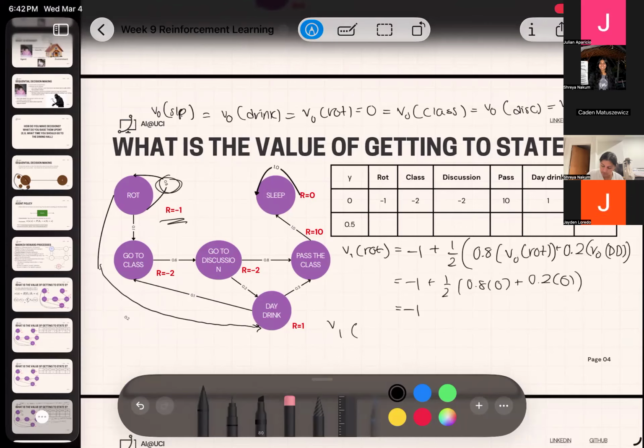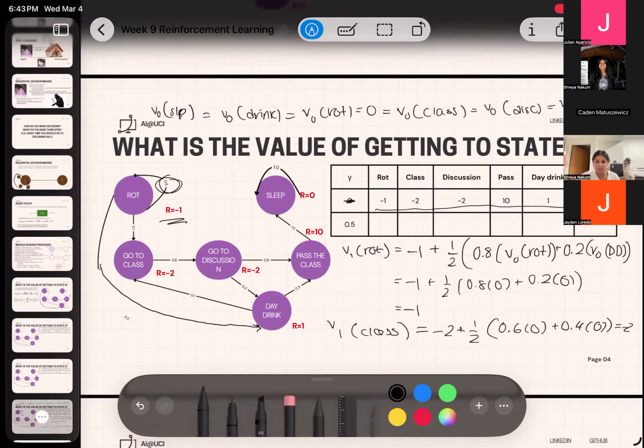So now next one is class. And so if we keep following this, for the first iteration, we're going to reach the exact amount of rewards. So we're going to have V1 of class equal to the same thing, which is class is -2, 1/2 times 0.6 of 0 plus 0.4 of 0 is equal to -2. So we're going to keep doing this for everything. So in our V1, we're going to get these values right here. Let's ignore that. I don't want to confuse. I just don't want to write all of it out again. We're going to get these values again. And so now we're going to go on to our second iteration.